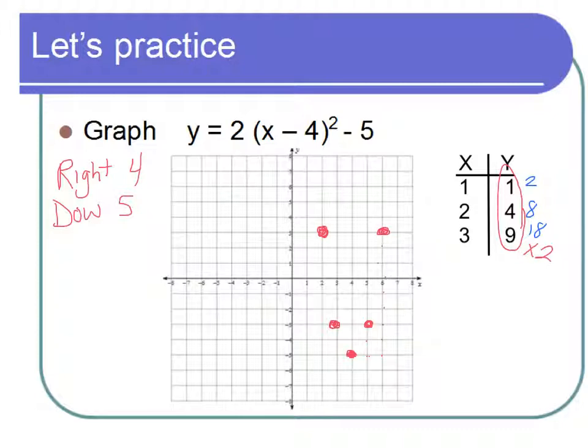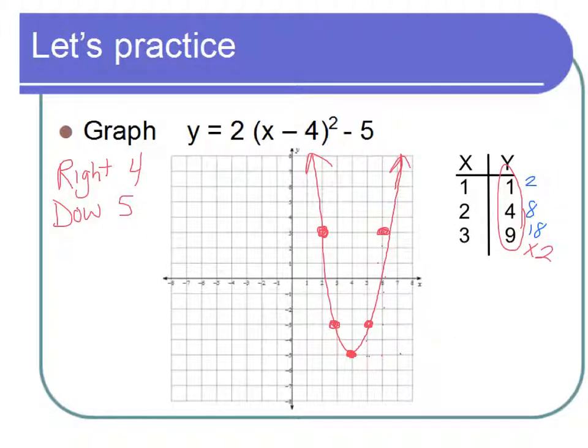Okay, normally from the vertex I'd go over 3 and up 9. Now I got to go over 3 and up 18. That's going to be way off my graph, so I'm going to call this good. I usually like to get at least 5 points plotted for my parabolas to kind of get a nice shape.